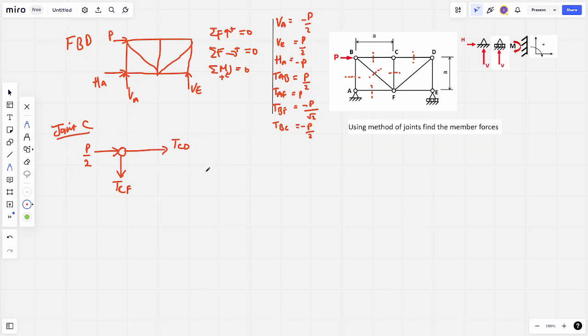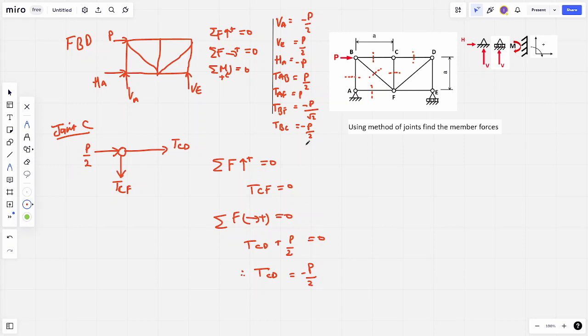Again, now we're going to look at resolving the forces. In this case, the resultant force going up equals 0, which is just TCF equal to 0 because we've got nothing else working. So that middle member has no internal force. Now the summation of forces going to the right as positive is equal to 0. So we can say TCD plus P over 2 is equal to 0. Therefore, TCD is equal to negative P over 2.